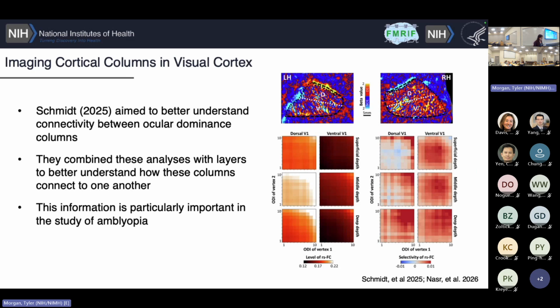And I think the end goal of work like this, or at least one of the stages, is that this is really important information in the study of amblyopia. There's a whole group of researchers who are really interested in understanding the responses in different cortical layers and different cortical columns in order to gain more information on how to actually treat amblyopia in the future.